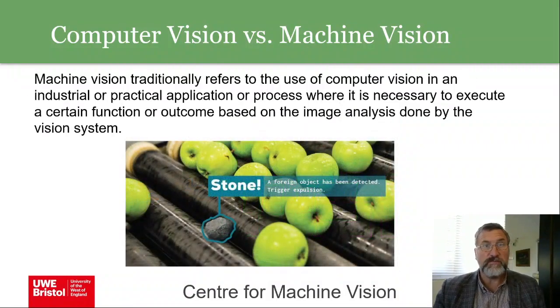As it says here, machine vision particularly refers to the use of computer vision in an industrial or practical application, or processes where it's necessary to execute a certain function or outcome. So you're looking for a stone, in this case, and the function is directed by the vision system. The vision system makes everybody aware that there's a foreign object in the production process there.